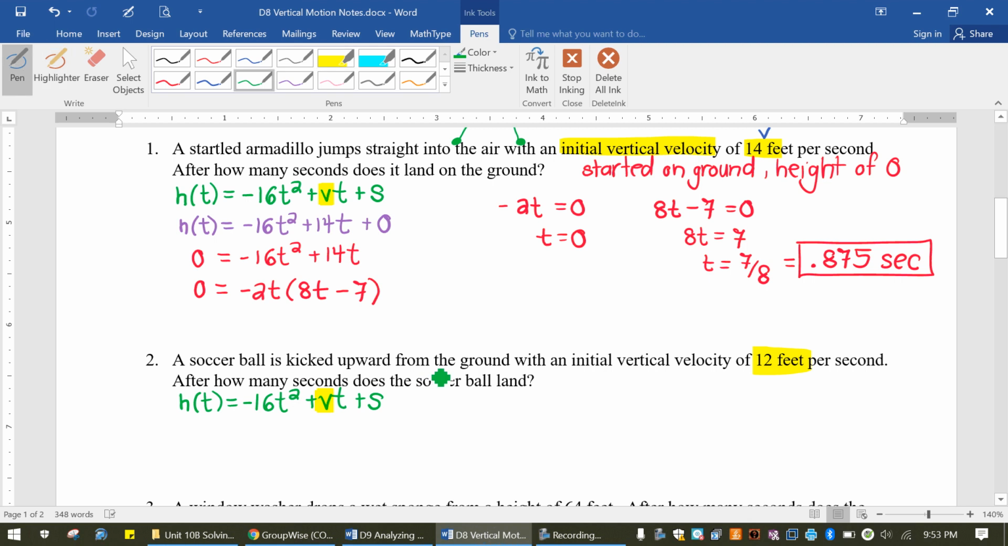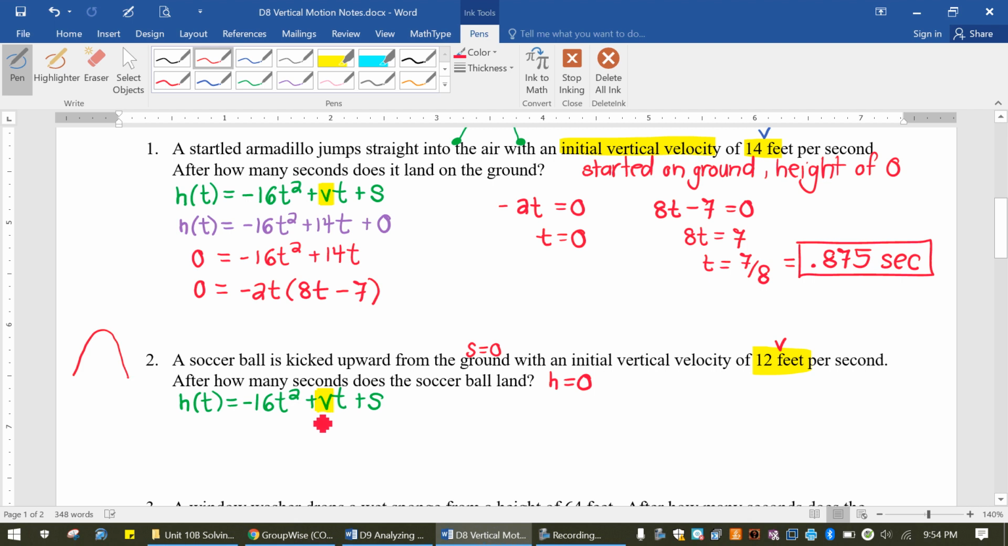And then it is kicked from the ground. So since this is kicked from the ground, it means that the starting height is 0 again. So here is your v, and your starting height is 0. After how many seconds does the soccer ball land on the ground? So that means where is the height 0 again? The soccer ball was kicked up and then came back down again.